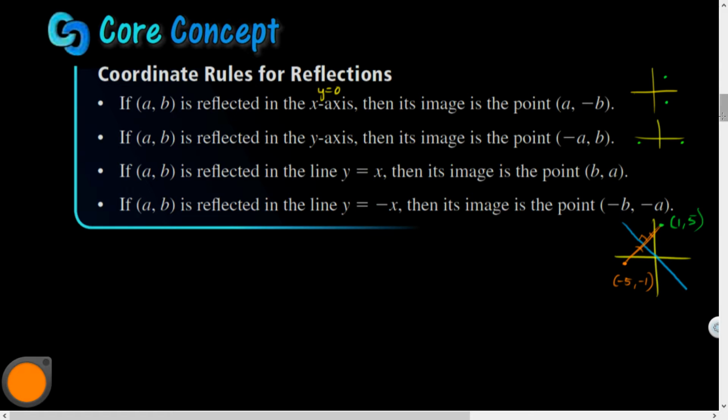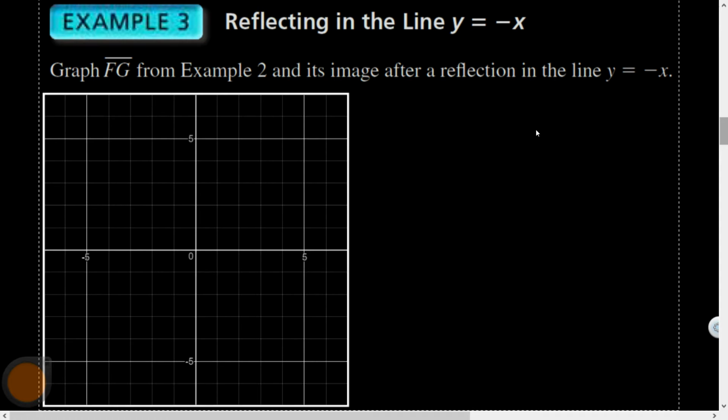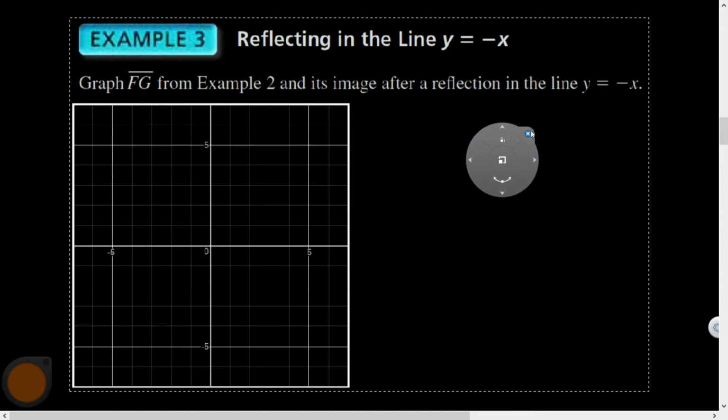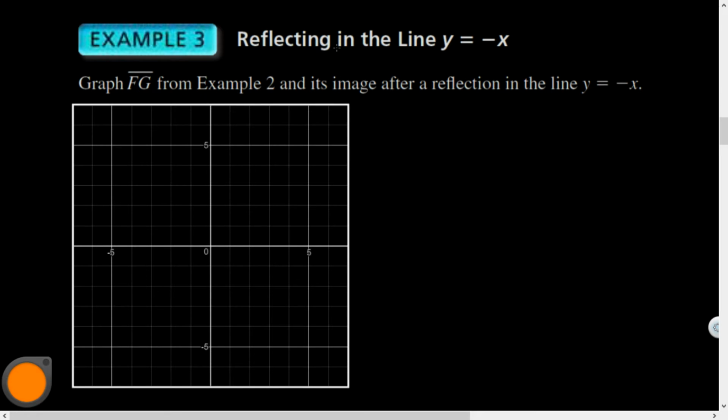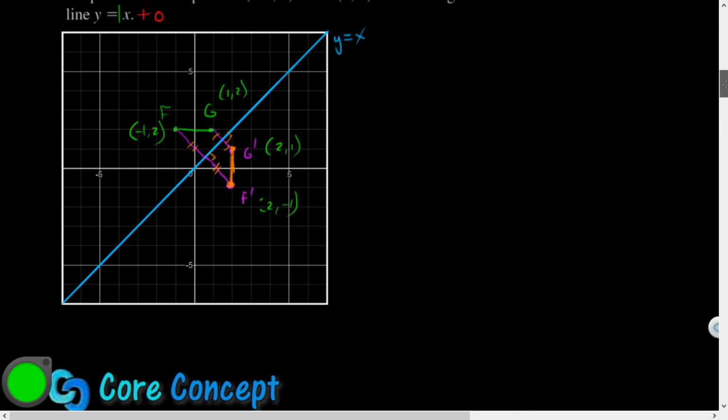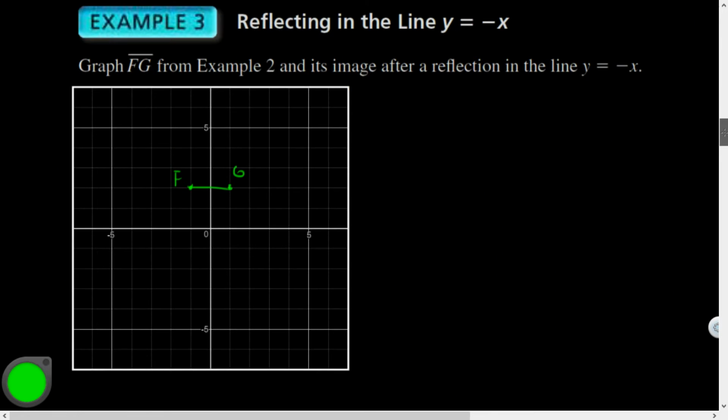Reflections aren't that bad. It's going to be good. Here we go. All right, graph FG from example 2. What? I don't remember that long ago. What was it? -1, 2 was F, and G was, what, 1, comma, 2? Was it just that? I think so. I don't have time to find my scroll bar and scroll up. Look, it's hiding so well on me. Yeah, I had it. I'm good.